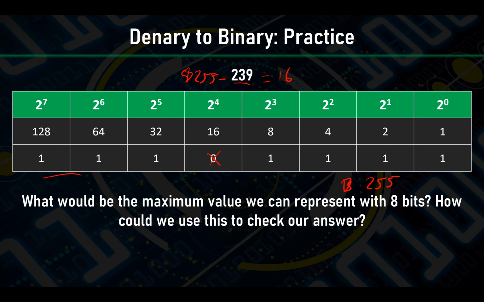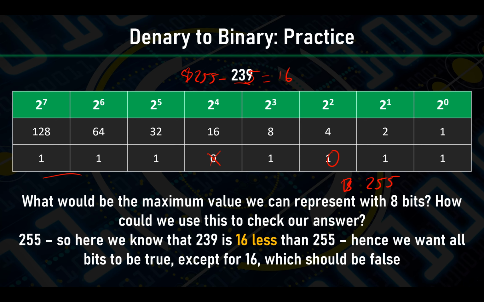Now, if it was 20 less, for example if it's 235, then to be 20 less, this 4 would also be a 0. So just spotting these patterns is going to make it easier to check your answers as well.